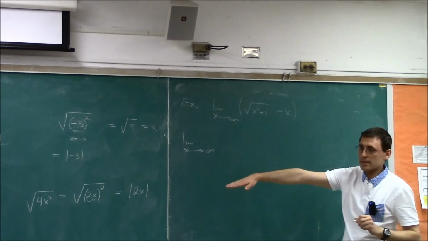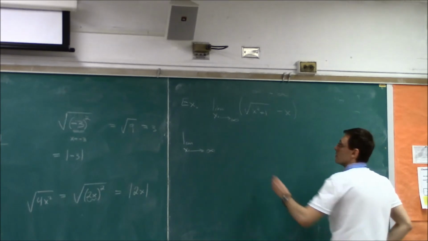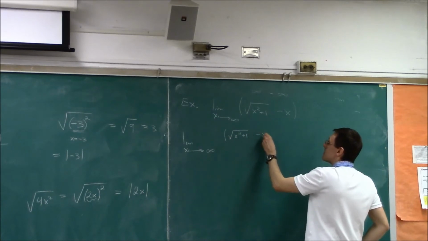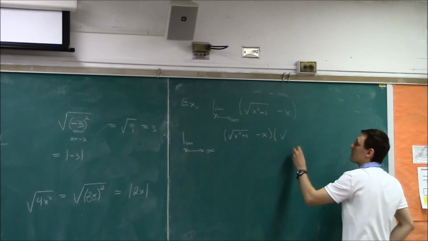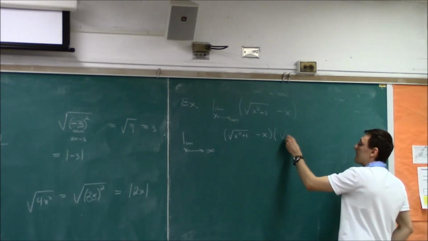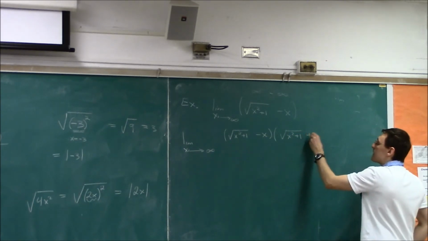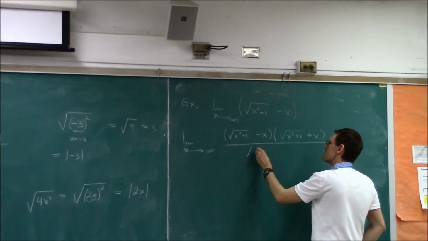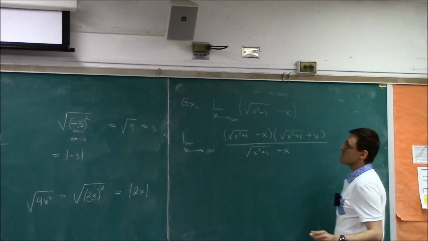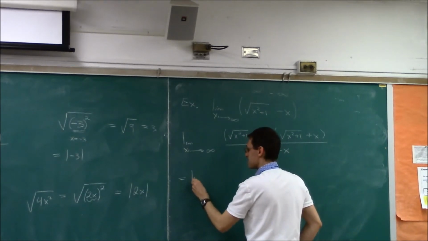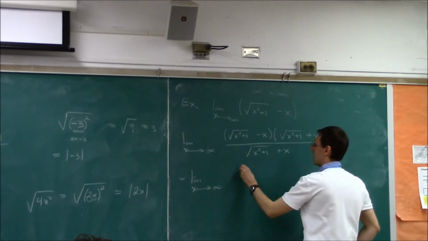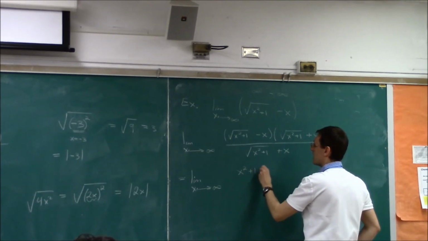You want it to be divided by something. So what you do is multiply by the conjugate. Take this, multiply by the conjugate and divide by the conjugate. So the numerator is then x squared plus 1 minus x squared.